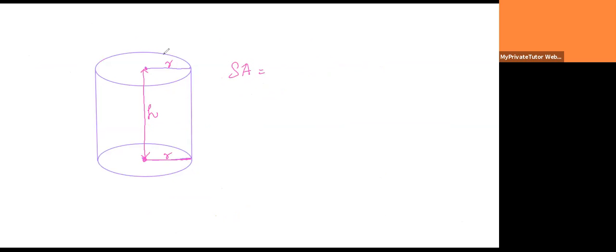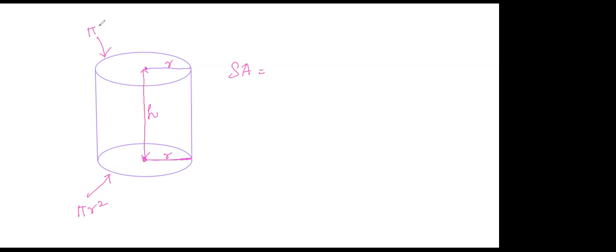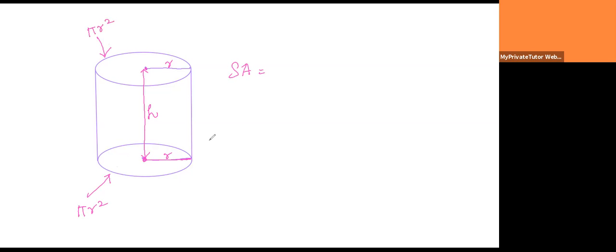So for the surface area, we have a circle at the top and a circle at the bottom. What is the area of a circle? Pi r square. I hope everyone agrees. So we have one pi r square at the top and one more at the bottom, which is nothing but 2 pi r square. Any questions in this, guys? Understand? So we got the area of the top base and the bottom one.